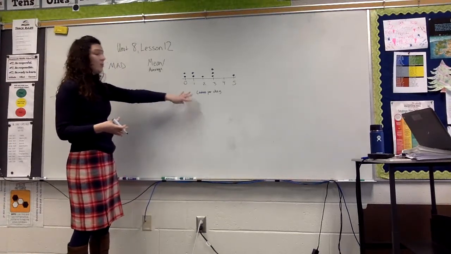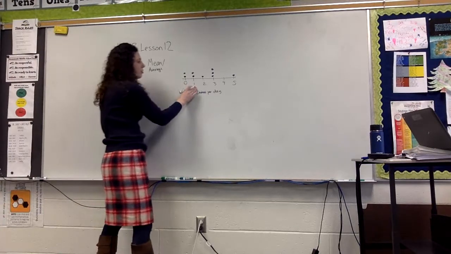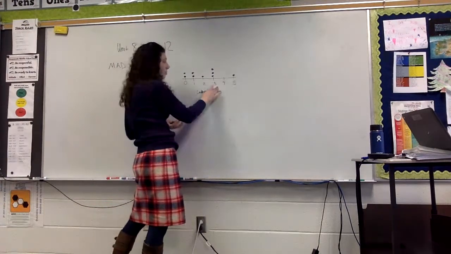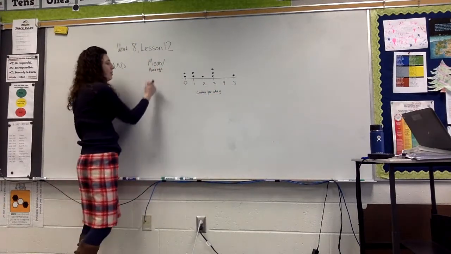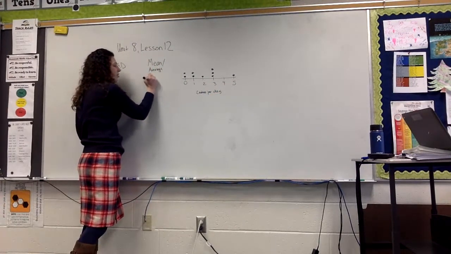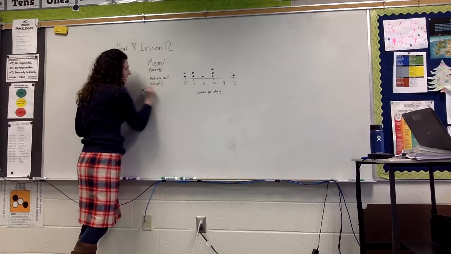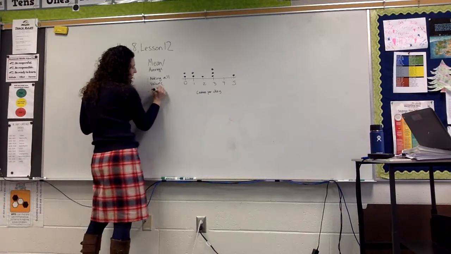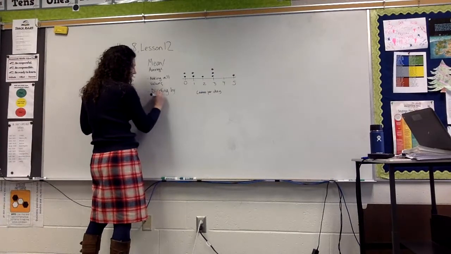So I've got this graph here about cookies per day, and we've got two people that have 0 cookies, two people that have 1, one person who ate 2, 3 people who ate 3, and one person who ate 5. That's probably me. So we know that we find the mean or average by first adding all the values and then dividing by the number of values we had.